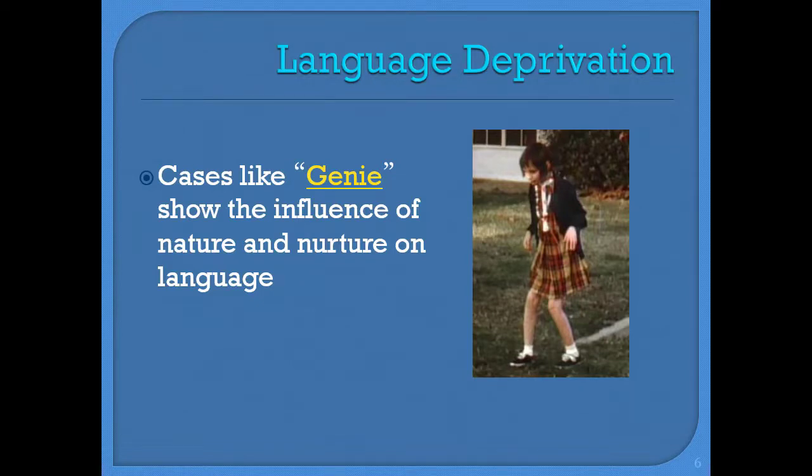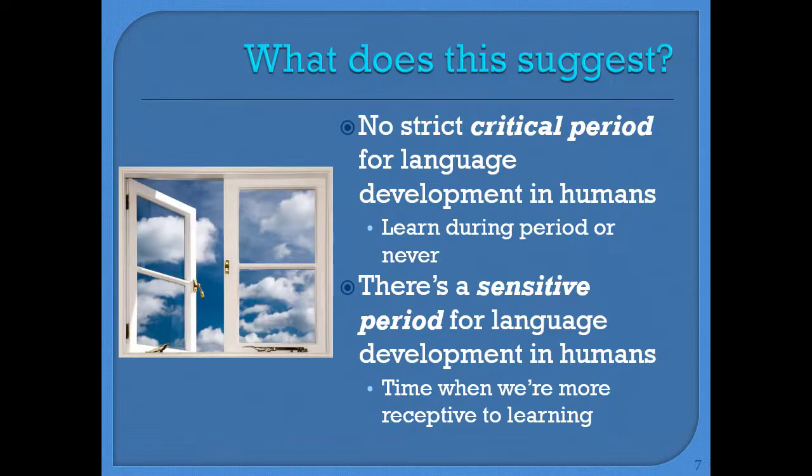So the Jeannie case is a really, really sad story. Now Jeannie is in her 60s. She turned 60 in 2017, and she's in a group care home. We're not exactly sure what has happened to her because she is protected. Her identity is protected. So what we learned from the case of Jeannie is that there doesn't seem to be a critical period for language acquisition.